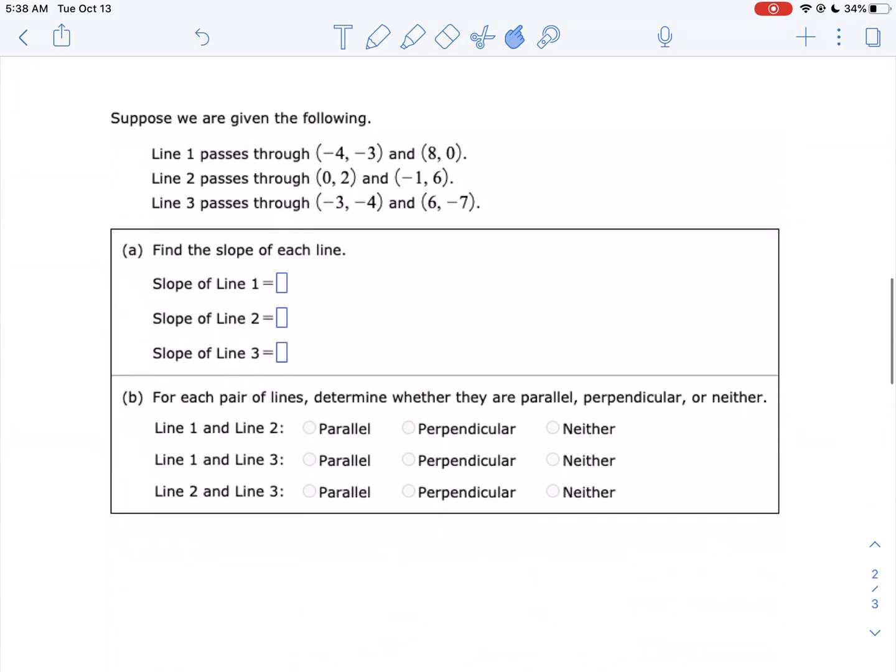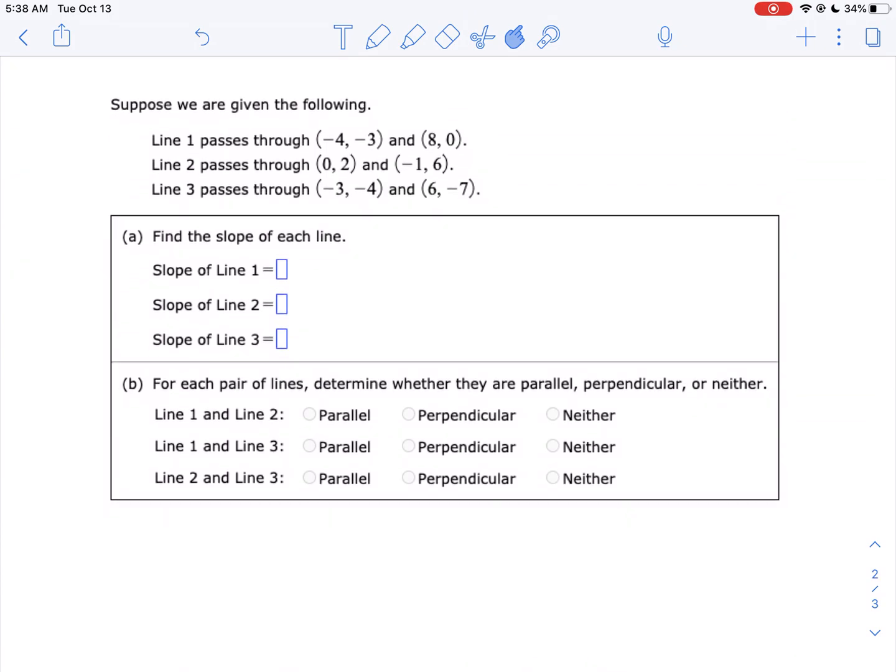Here's a question I really need to see you work on. There isn't anything correct about this question. First off, to find the slope between 2 points, we use our formula: y2 minus y1 over x sub 2 minus x sub 1.